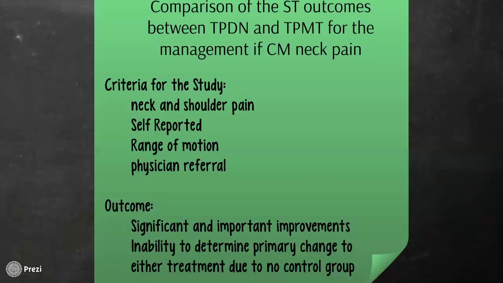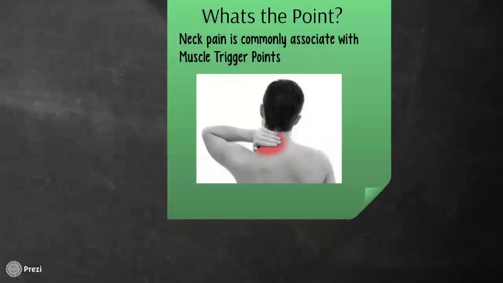So there were significant and important improvements within the patients. However, again, they were unable to determine the primary change, whether it was trigger point dry needling or trigger point manual therapy. They weren't sure which one exactly it was because there was no control group, so they didn't know which one made them better.